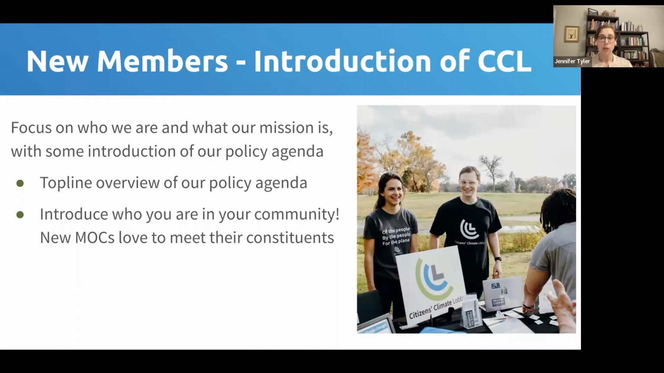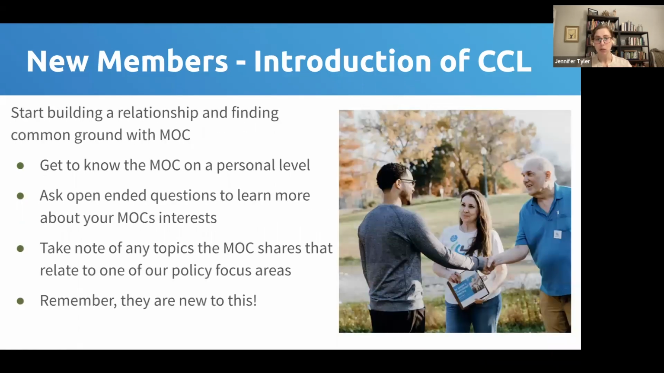So for new members of Congress, we're building that relationship and we're finding common ground. There's a few different ways of doing that. One is to get to know the member on a personal level. So talk to them about their past, talk to them about their personal lives, their family, learn more about them. We want to ask open-ended questions, so we're learning more about their interests, both their interests policy-wise and in DC, but also personally, their hobbies, their career interests. All of those things can be relevant and can help us in our conversations on climate policy.